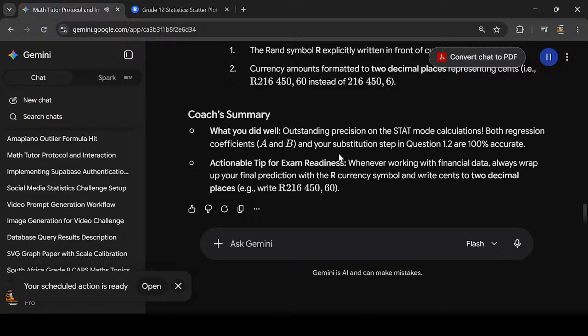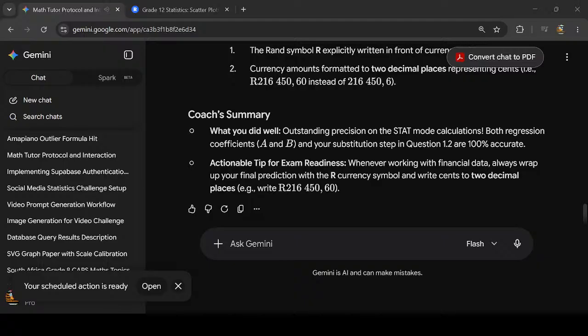Coach's summary. What you did well: outstanding precision on the stat mode calculations. Both regression coefficients, A and B, and your substitution step in question 1.2 are 100% accurate. Actionable tip for exam readiness: whenever working with financial data, always wrap up your final prediction with the R currency symbol and write cents to 2 decimal places. For example, write R216,450.60.